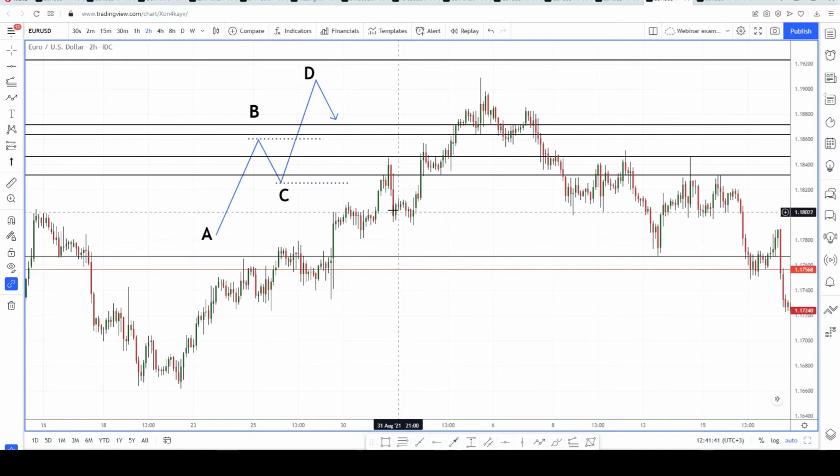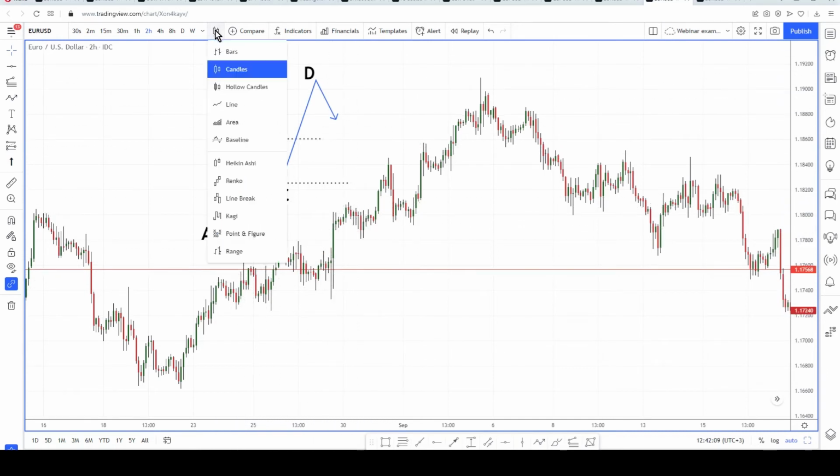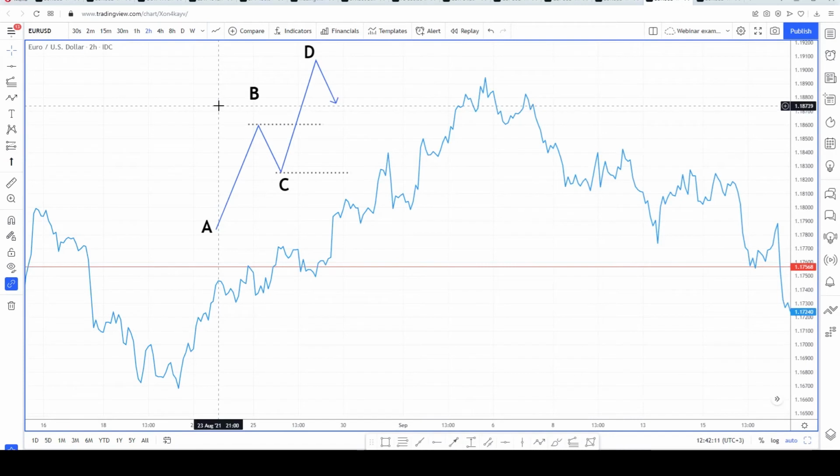Now I promised to give you some tips on how to find these formations. Let me get rid of these levels here. There are too many, some old drawings. I promised to give you tips on how to find these formations. And one of the easiest ways, because sometimes it's a little difficult to read the candles, one of the very powerful, easy tricks is to go to a line chart.